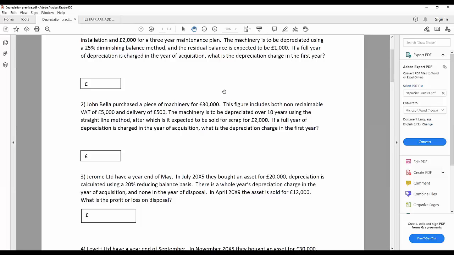So John Bella has purchased a piece of machinery for £30,000. This figure includes both non-reclaimable VAT of £5,000 and delivery of £500. The machine is to be depreciated over 10 years using the straight line method, after which it is expected to be sold for scrap for £2,000. If a full year of depreciation is charged in the year of acquisition, what is the depreciation charge in the first year?